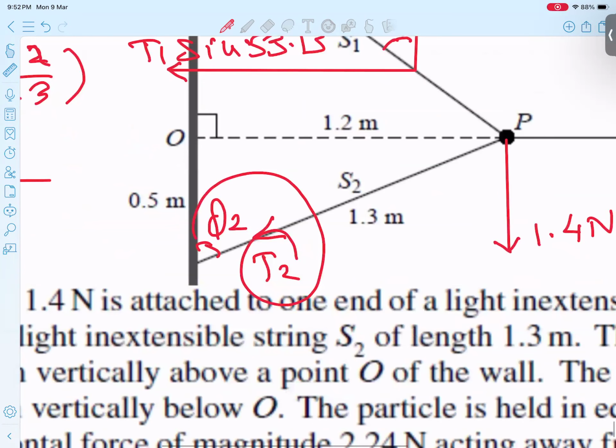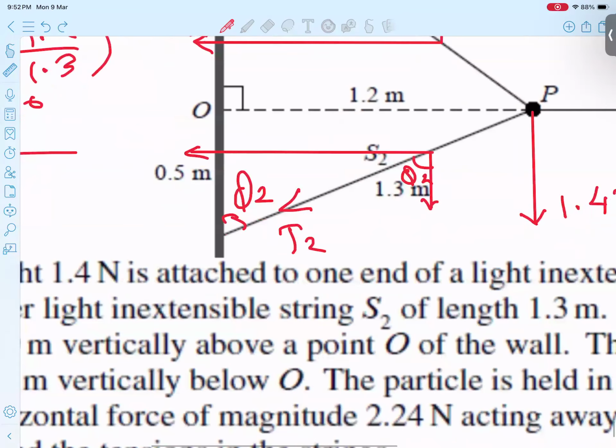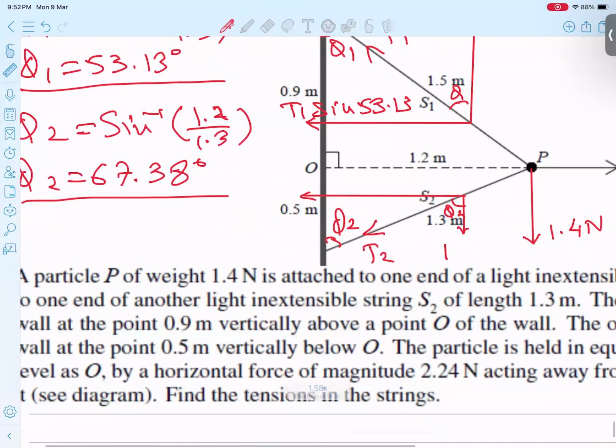In the same manner, I go for the second. This tension 2 has theta here. One component acts this way, and one acts downwards like this. Again, this is theta 2, so this is the cos component and this is the sine component. So I write T2 cos 67.38 and T2 sine 67.38.